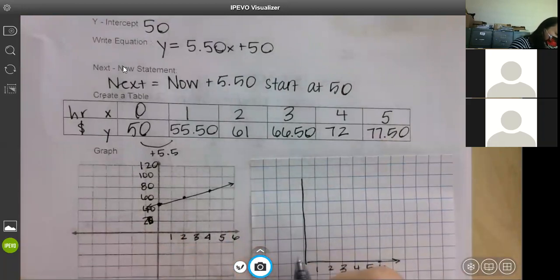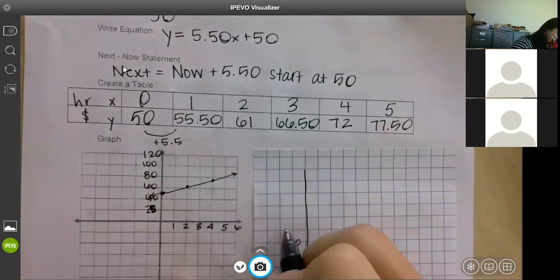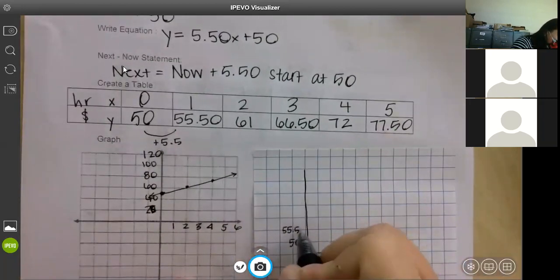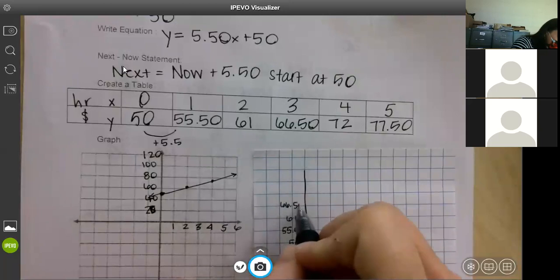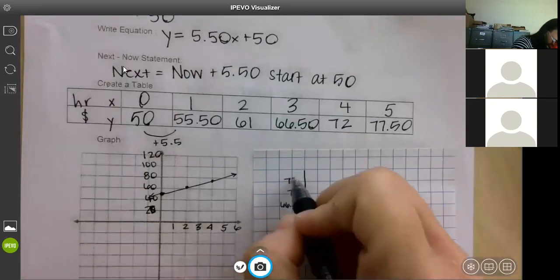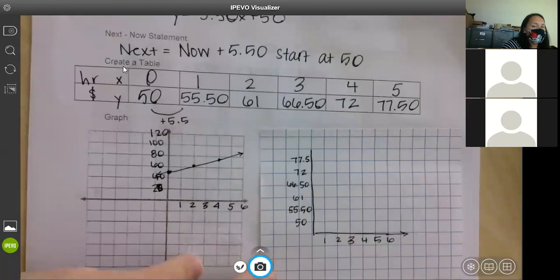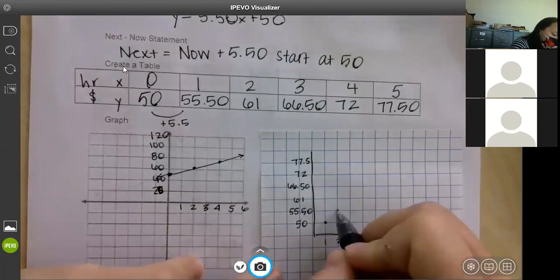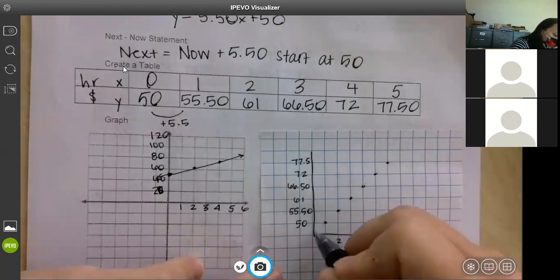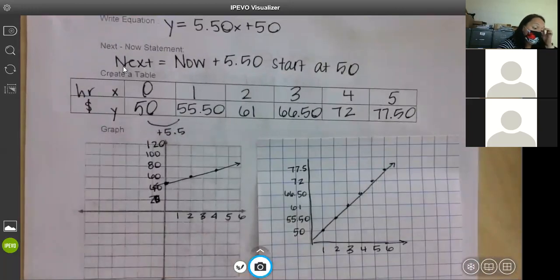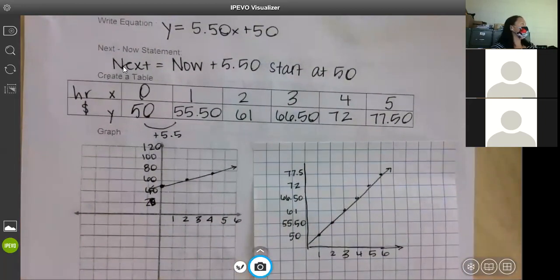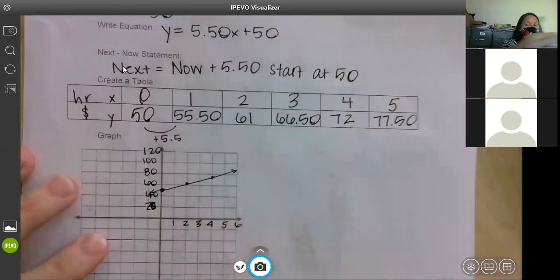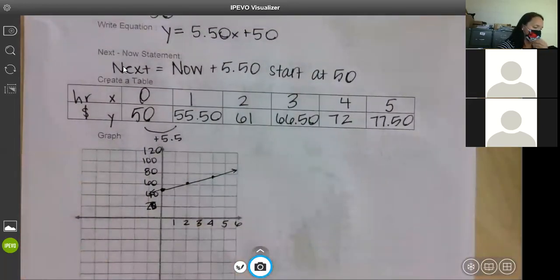Graph it like this. Because I go up by the same amount, I can start at 50 and do 55.50, 61, 66.50, 72, 77.50, and then it's a really easy graph. If I tell you to sketch it, I would just do that. This should have probably started earlier, but that's easy. Make your little sketch and move on. You didn't have to sketch that. I was just trying to show you if you had to do it by yourself.